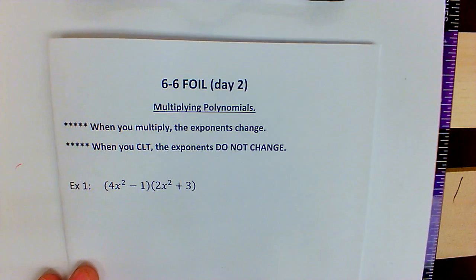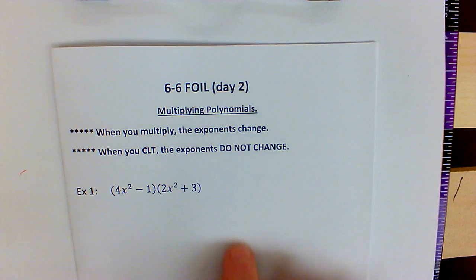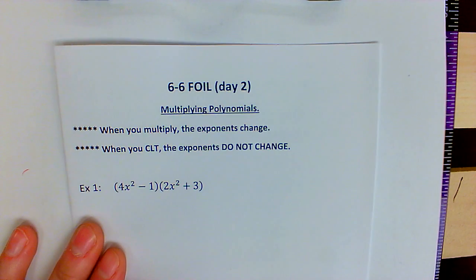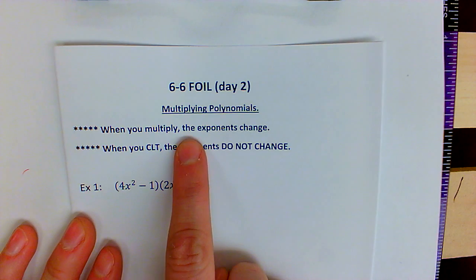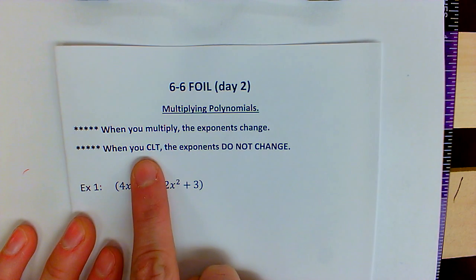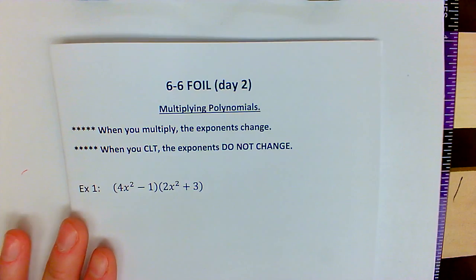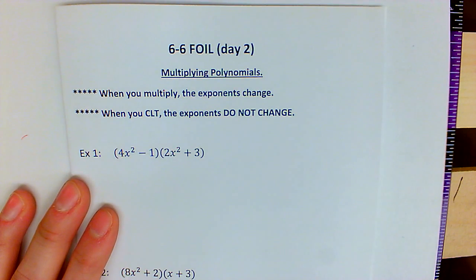Okay, so today we're doing a lesson over FOIL. This is our second day of doing double distribution. Remember that when you're multiplying polynomials, the exponents can change. But when you combine like terms, which is adding or subtracting, the exponents do not change. So let's practice example number 1.